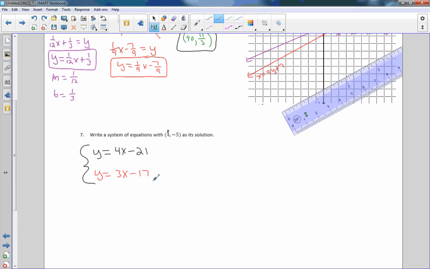So 4x minus 21 and 3x minus 17 will give me these x and y values. 4 times 3 is 12, minus 17 is negative 5, and 4 times 4 is 16, minus 21 is also negative 5. So there is a system of equations with a solution of (4, -5).